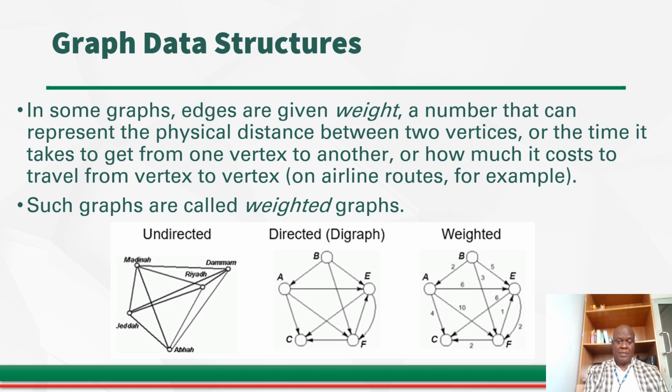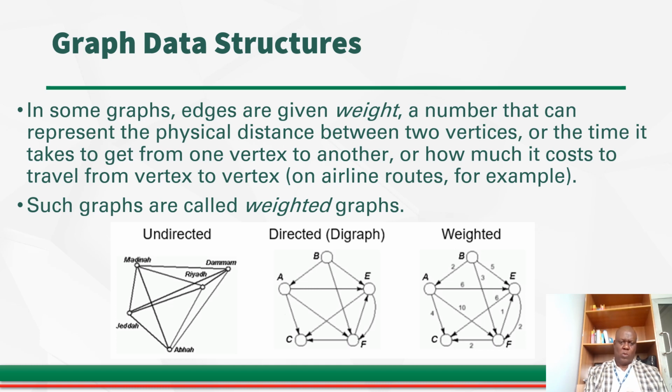In some graphs, edges are given weight. That is, you give them a number to denote maybe distances or maybe some kind of measure. A number that can represent the physical distance between two vertices, or the time it takes to get from one vertex to another, or how much it costs to travel from vertex to vertex on an airline route, for example. Such graphs are called weighted graphs.